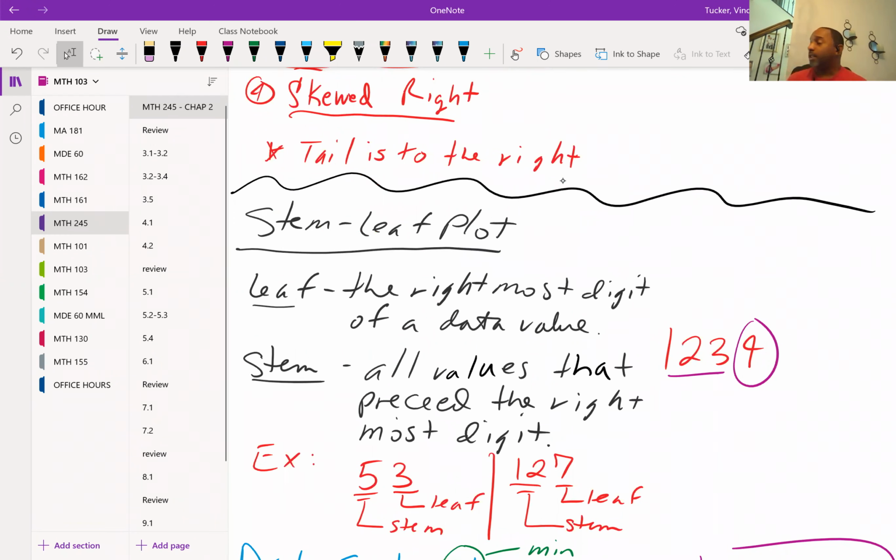Okay, so the next thing here is the stem and leaf plot. Your leaf, or your leaves, will be the rightmost digit of your data value. Then your stem is going to be all the values that precede that rightmost digit. So if you look at the number 53, your leaf will be 3, and your stem will be 5. Then for 127, your leaf would be 7, but the stem would be 12. So your stem is always going to be all of the digits that come before that rightmost digit. So the leaf will only ever be one number, correct? Yes.